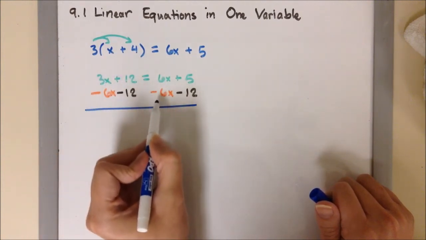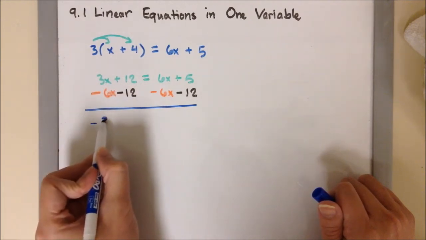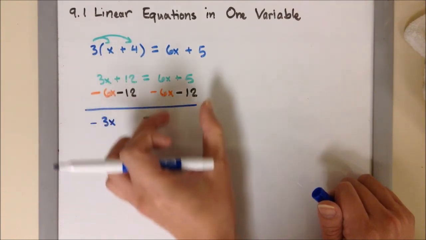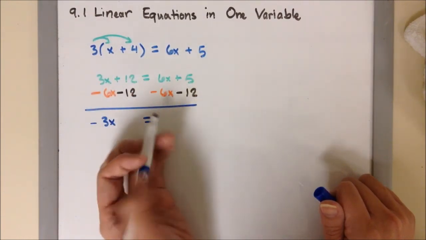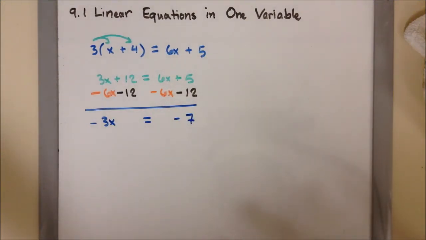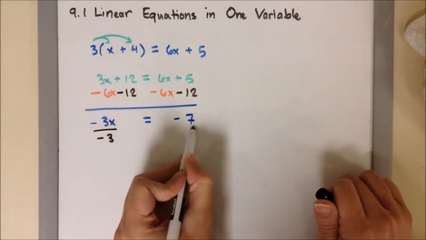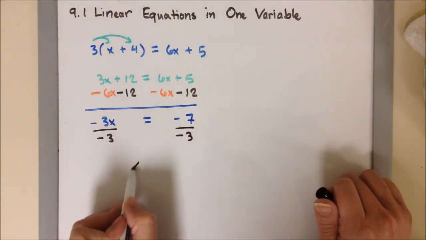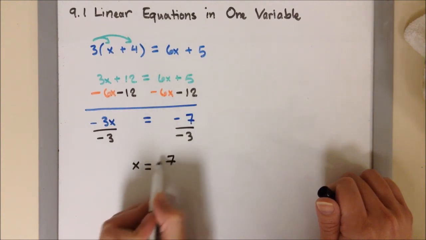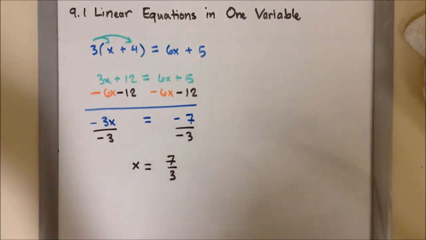So my 6x cancel out on the right, and then on the left, 3x minus 6x would be negative 3x. My 12s will cancel out from the left side, and then on the right, it will be 5 minus 12, which is basically negative 7. Now from there, I'm going to divide by negative 3, because that's the number in front of x. And then x will equal negative 7 divided by negative 3. To simplify, it will be simply positive 7 over 3. And that will be our final answer. And let me box that up.